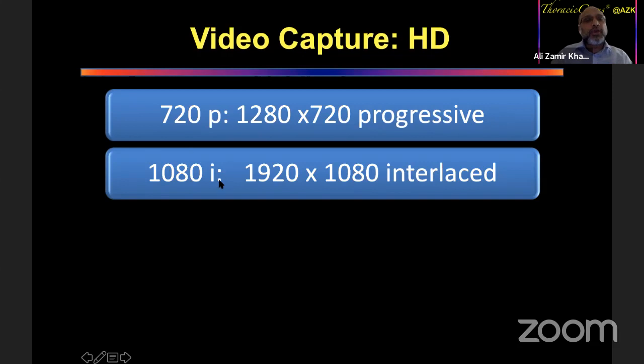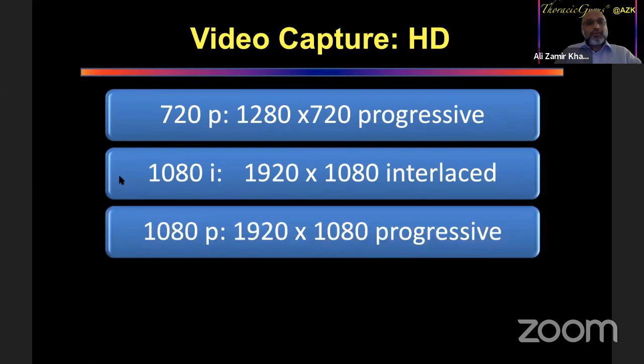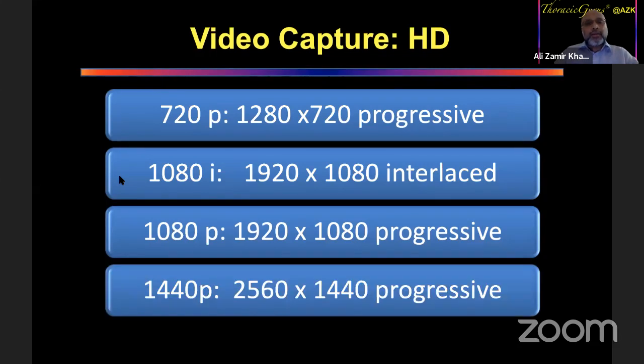So anything that you record, the minimum recording should be 1080. You cannot these days record in 720 or 480, okay? So you can use 1080i or 1080p. Both are available on the market. The newer resolutions are available, which is 1440p. Look at the numbers. This is an exponential increase. This is not an arithmetic increase.